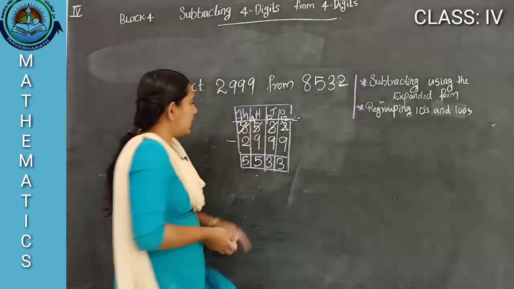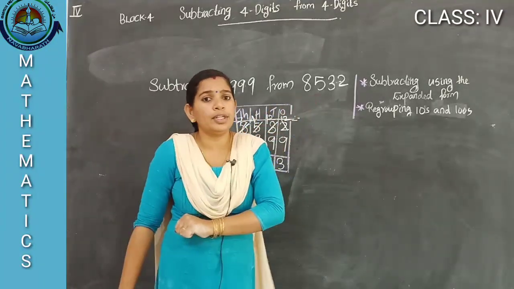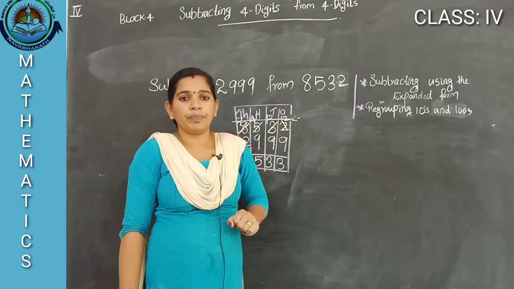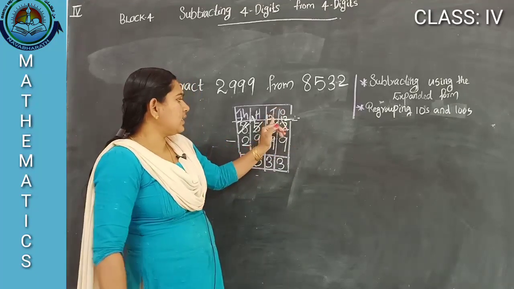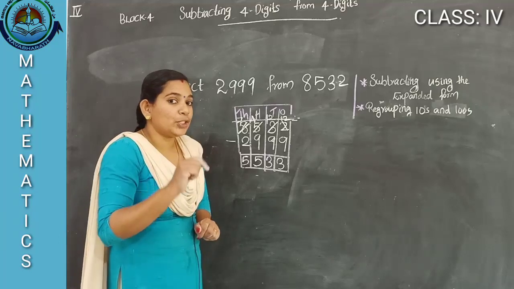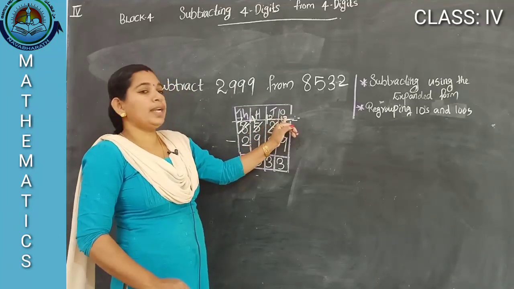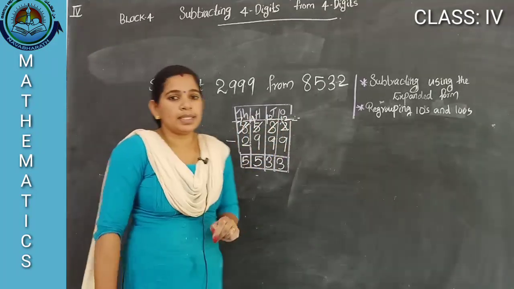What is the answer? Subtract 2,999 from 8,532: 5,533. I remember in the previous class we took 1 from the tens place and hundreds place only. But today we first take 1 from the tens place, then the hundreds place, then the thousands place.